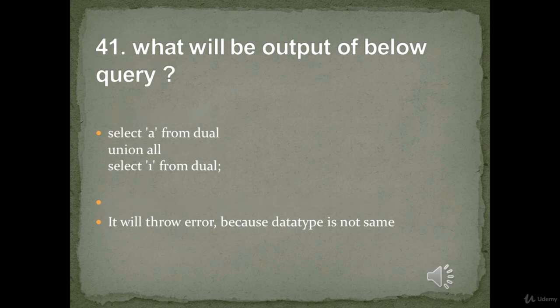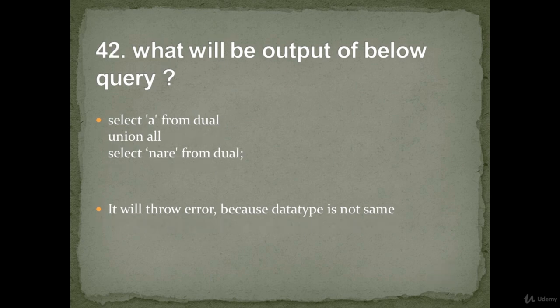Yeah, that's perfect. Question number 41. What will be the output of the below query? This is the same as the previous question, but in the previous question there was union, and here it is union all. Our query is select A from dual, union all select 1 from dual. Again, it will throw a data type mismatch error, because A is a character string with data type varchar and 1 is a number. So you cannot make output of character and number by using union, union all or whatever. It will throw an error.